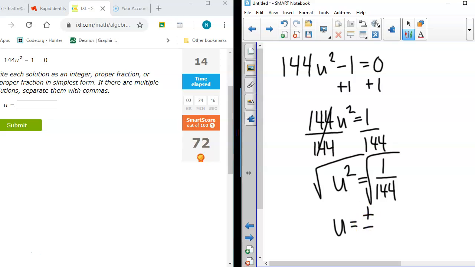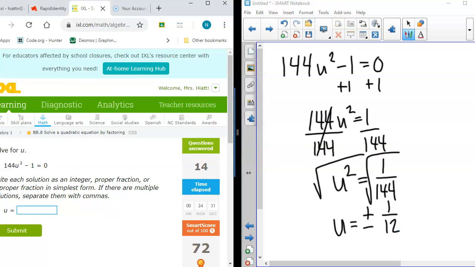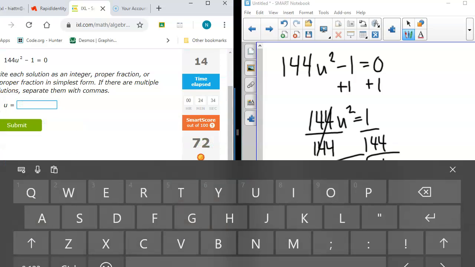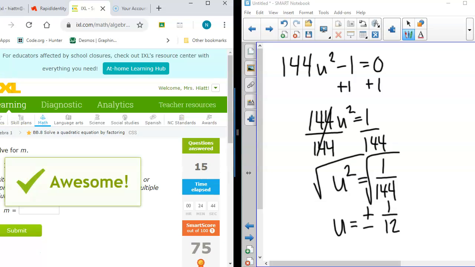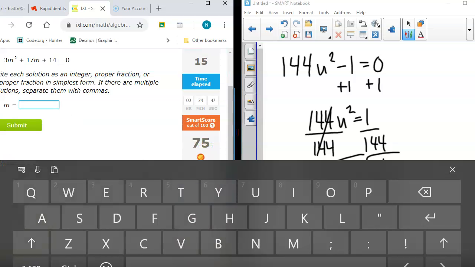And the square root of, when you take the square root of a fraction, you just take the square root of the top number and the square root of the bottom number. So the square root of 1 is 1, and the square root of 144 is 12. So you get 1/12. So you've got positive 1/12 and negative 1/12 as your answers. So for this, to type that in, it would look like this. You would have 1/12, and then you would also have negative 1/12. And that is our answer for that one.